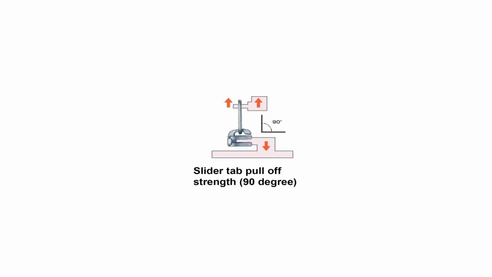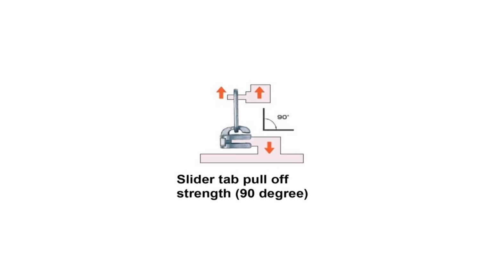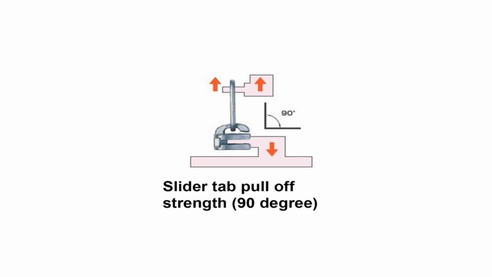Now slider tab pull off strength, that is also important at 90 degrees. So these are the important arrangements or areas of the zippers which must be inspected. Otherwise, the inspector cannot certify raw material accessories like a zipper.